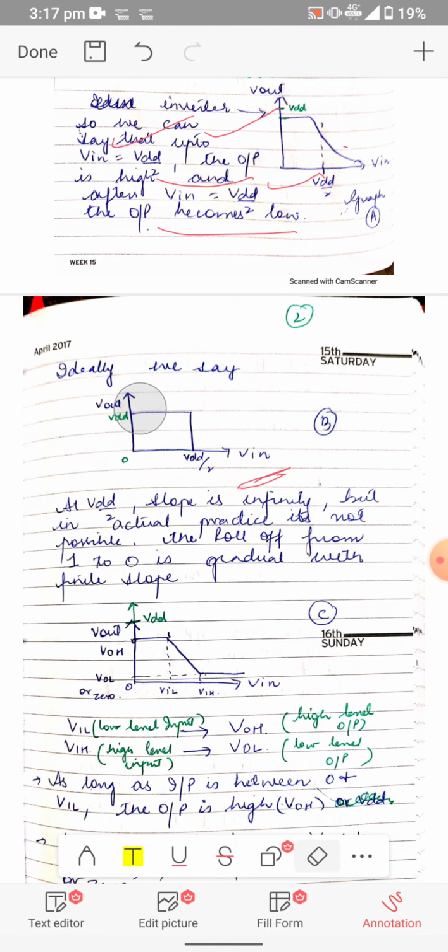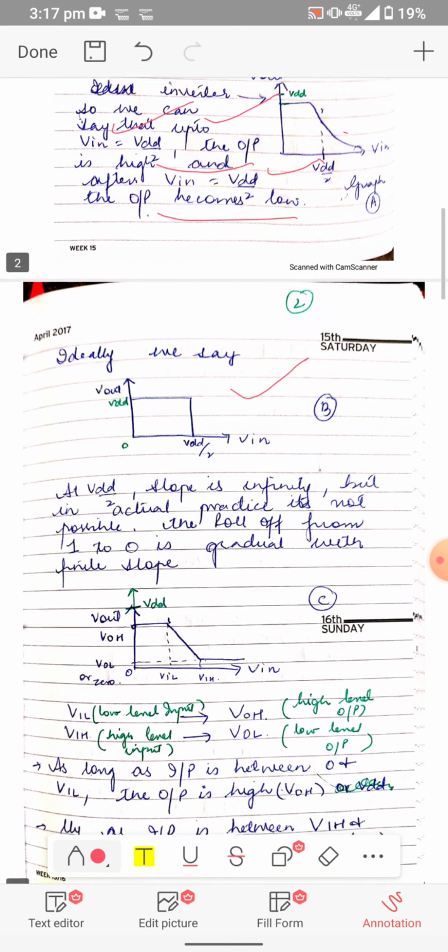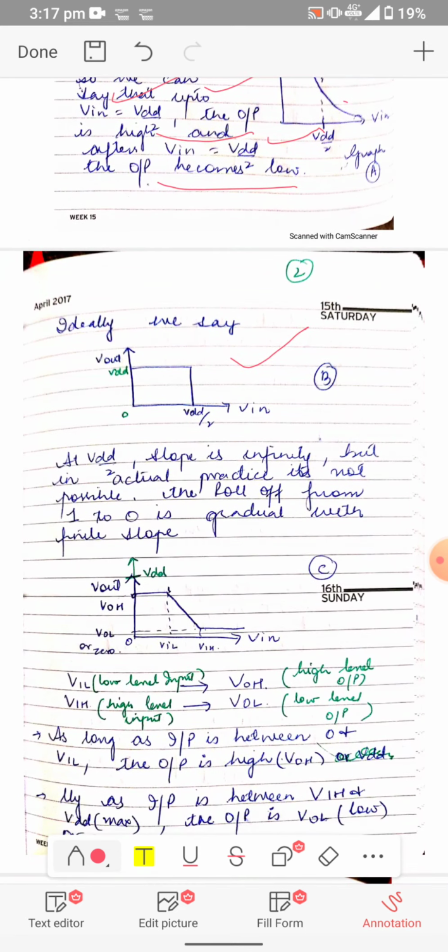But these are the ideal characteristics of the MOSFET. In a real scenario, these are not possible. Why? Because the slope in this graph is infinite, and to have an infinite slope is a little bit difficult. So we don't have a sharp cutoff at VDD by 2. It's not like the output abruptly drops to 0 at VDD by 2, but it starts coming down gradually as is shown in graph C.